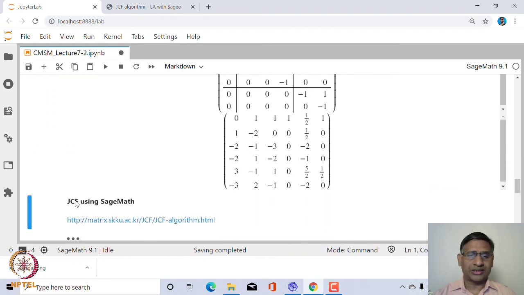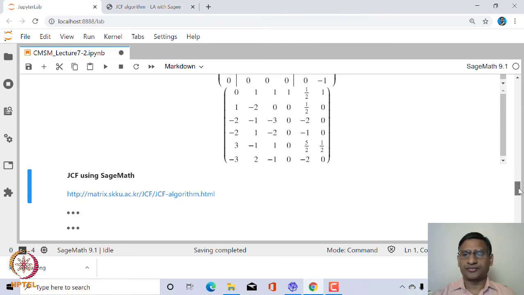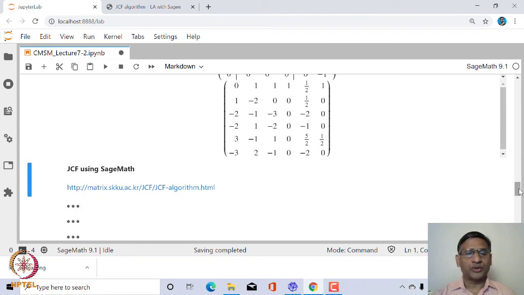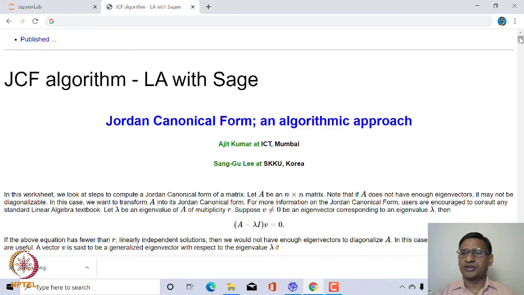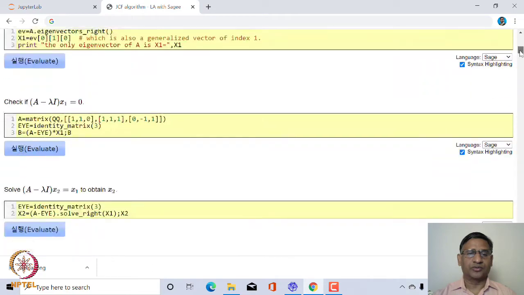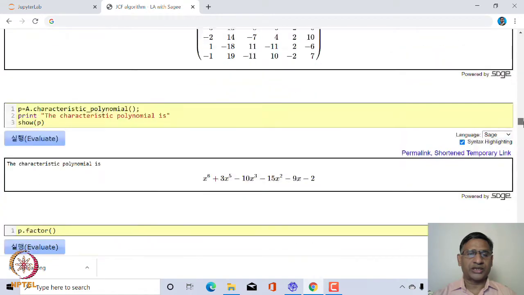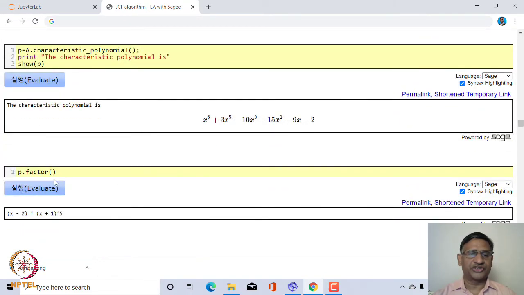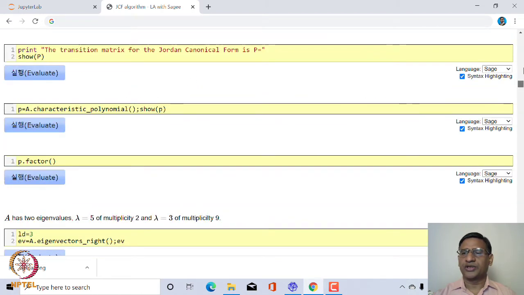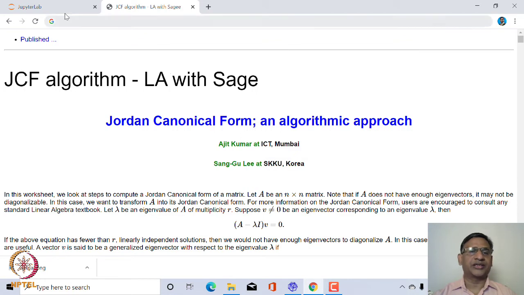And if you want to look at a step by step procedure or some kind of algorithmic approach to finding the Jordan canonical form of a matrix, you can visit this site, which is created by myself and Professor Sangu Lee. So that is the website. It gives you several examples along with algorithms for how to find the Jordan canonical form of a given matrix. There are several examples, and it also has an inbuilt Sage cell, so you can run each of these. Okay, so you can look at this website.